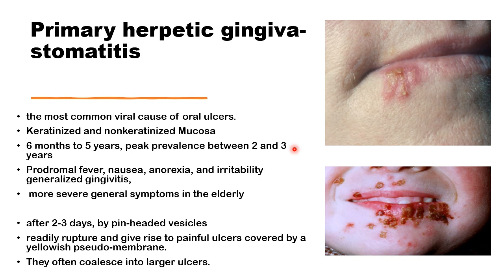It starts with fever, nausea, anorexia, and irritability in the child, with generalized gingivitis, followed within 2 to 3 days by pin-headed vesicles. These vesicles will readily rupture to leave a small painful ulcer with a necrotic base. Some of these ulcers can coalesce to form a larger ulcer with a scalloped edge.